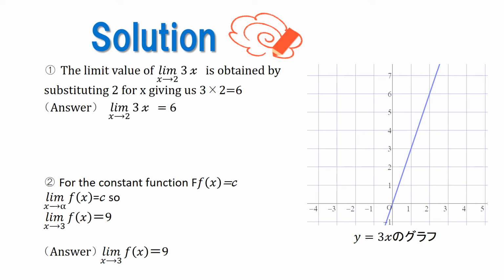The answer to number 2 is a limit value of 9. For the constant function f of x equals c, the limit value is c no matter what x is, so when x is c, f of x is 9.